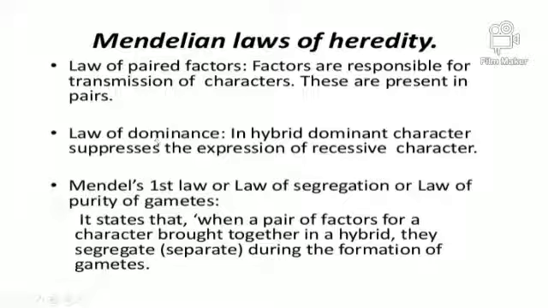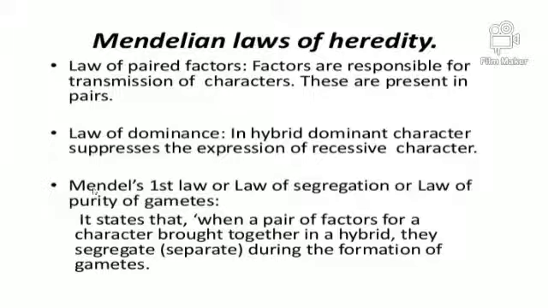So we already know that in the case of the monohybrid cross, the capital T, that is the tall plant, is crossed with the dwarf plant. We are getting a tall plant in the F1 generation, but here the tall is the dominant character, so the recessive character is suppressed. So what is the law of dominance? In a hybrid, dominant characters suppress the expression of the recessive character.